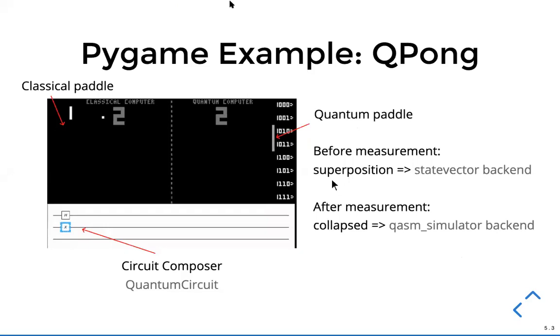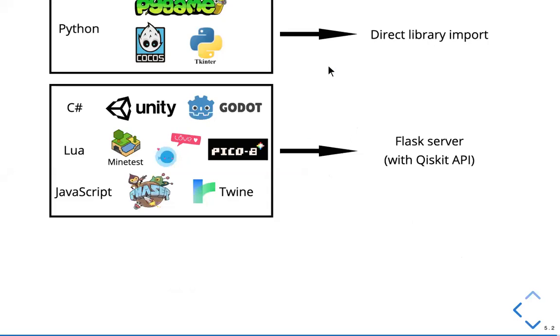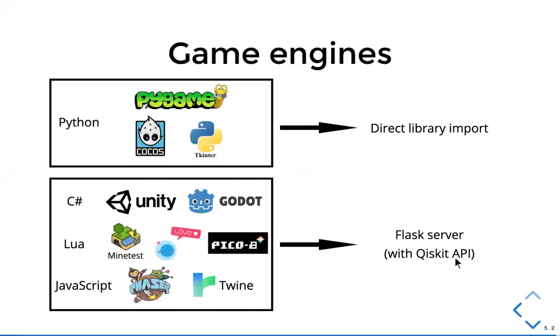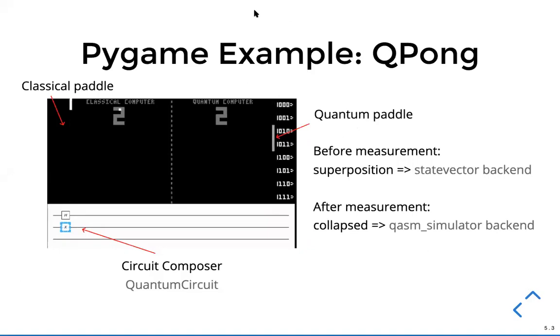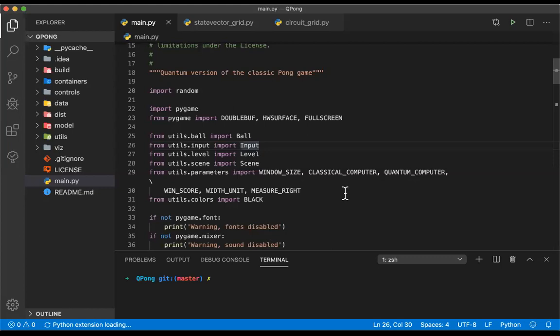If you want to use Unity, you will need to use the Flask server, which I'm not covering today. But if you're interested, you can write to me in Slack and I will explain how to do it. Okay, so let's go ahead and see the code.